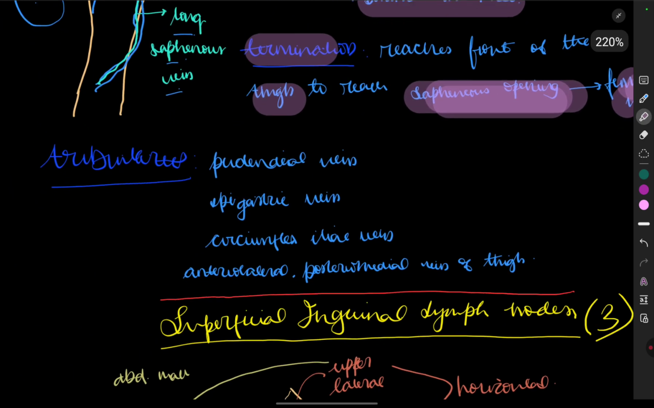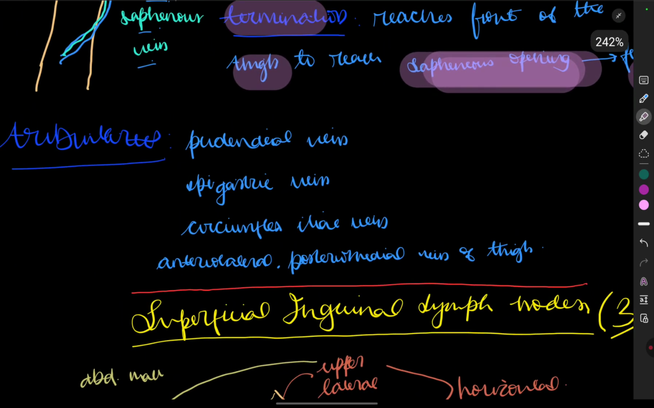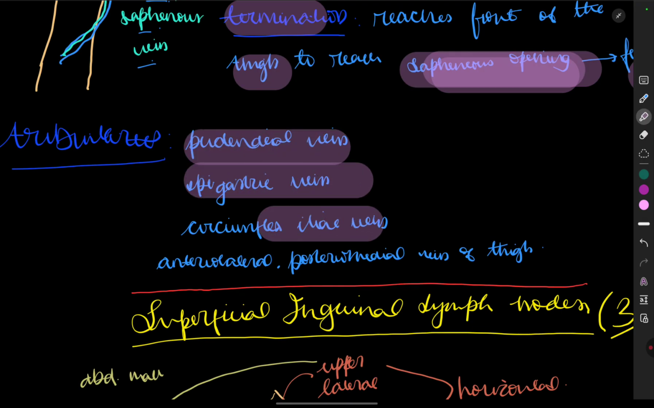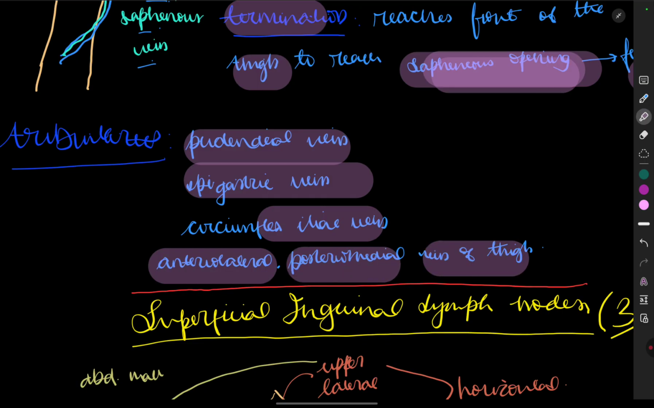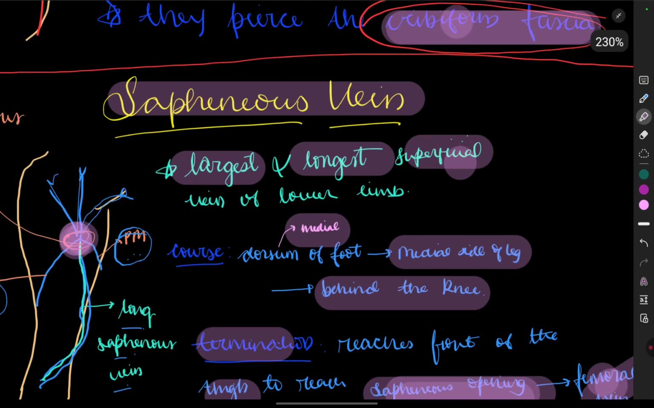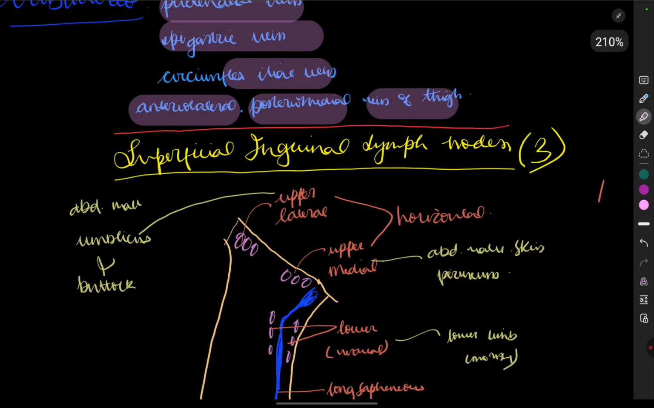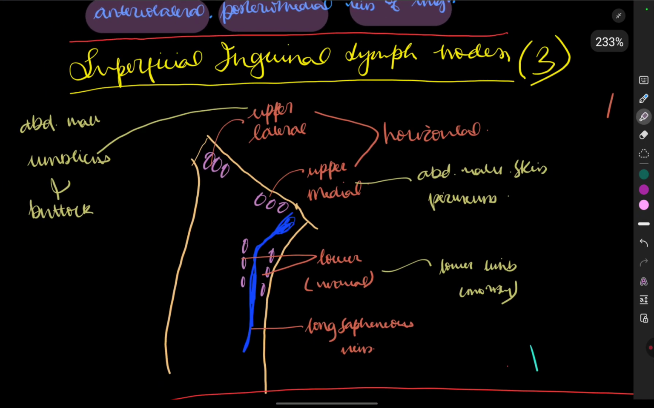All right, now its tributaries are, I have told it so many times now, the pudendal vein, the epigastric vein, the circumflex iliac vein, and the anterior lateral and the posterior medial vein of thigh. So we are done with the cutaneous nerves, cutaneous arteries, and the cutaneous veins. Now we are going to study the lymph nodes.